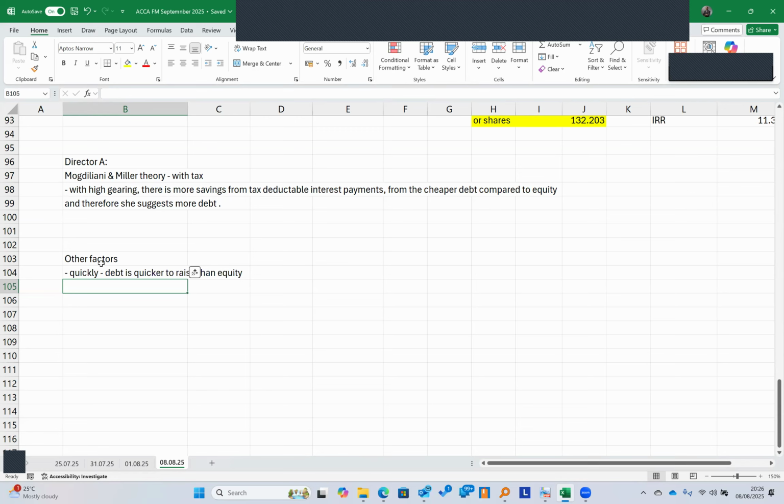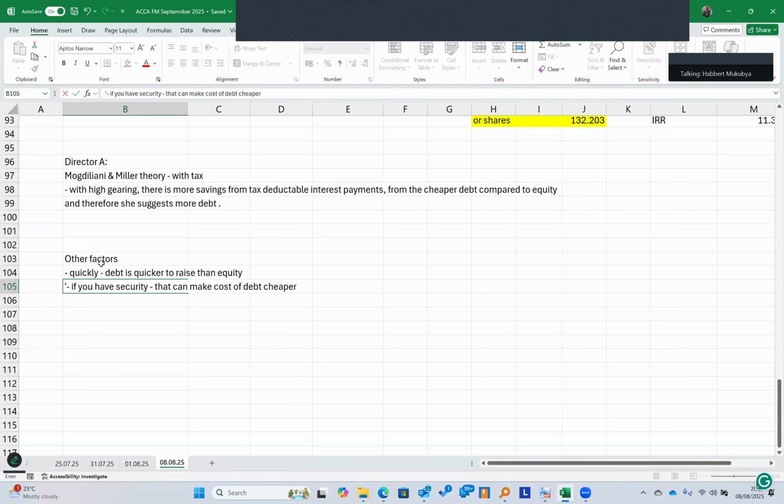Then the other thing is that if you have security. So security in this case refers to things that you can give to the bank to secure your borrowing. That can make the cost of debt cheaper.